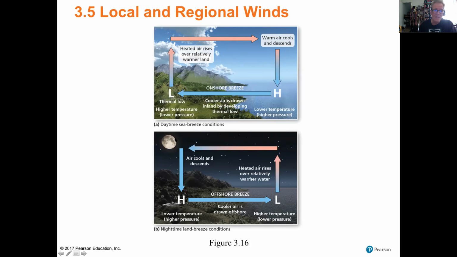Then at night, when the air cools, it drops down as a high pressure. It's up in the upper atmosphere, pulls down, diverges outward and goes offshore. So that's your offshore breeze. So during the day, we get onshore breezes. During the night, we get the offshore breezes.